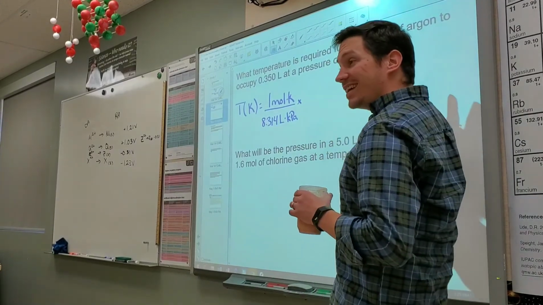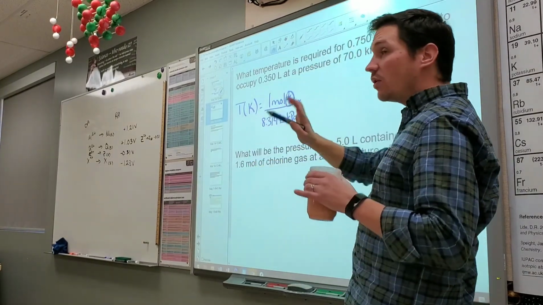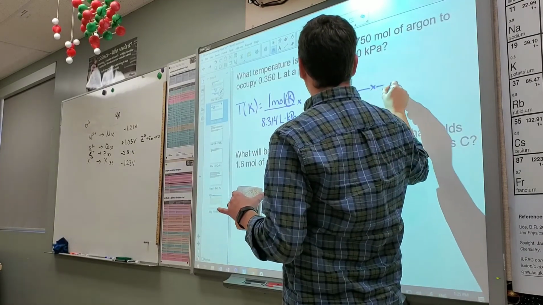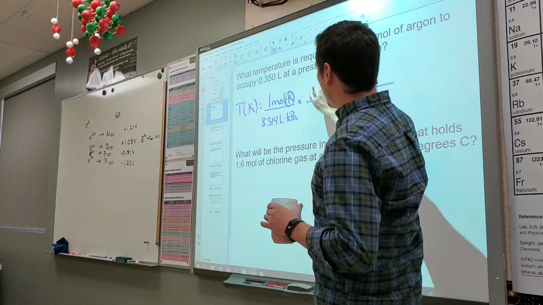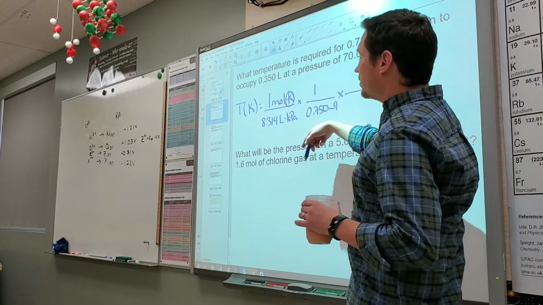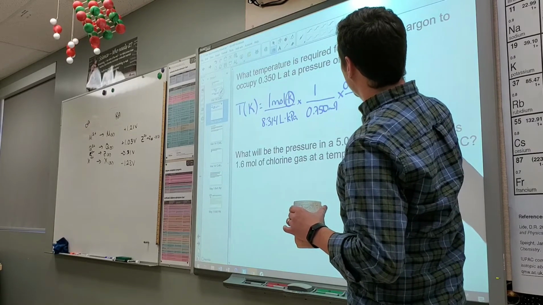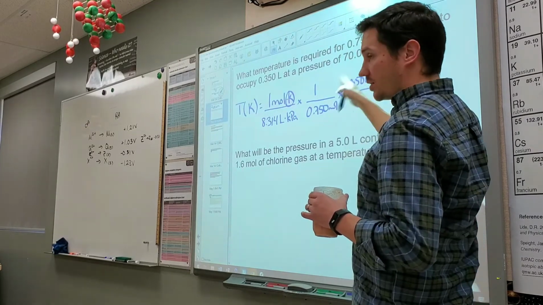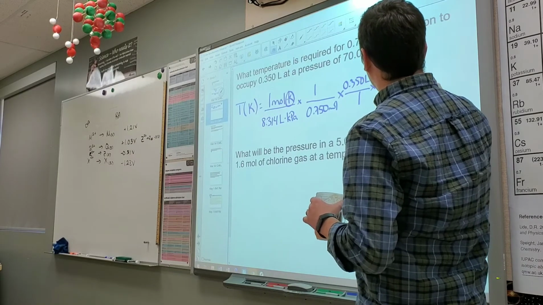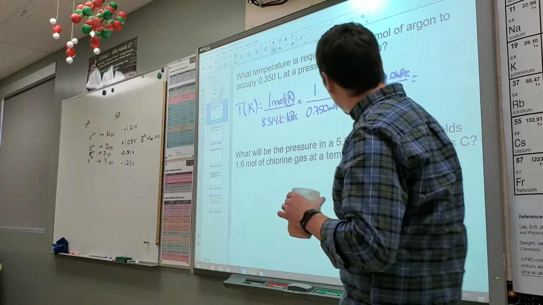What unit do we want out of this? You want Kelvin, right? So we just have to cancel out all the other stuff. Is moles going to go on top or bottom? Bottom. 0.750 moles. Is liters going to go on top or bottom? Top. 0.350 liters. Is kilopascals going to go on top or bottom? Top. Kilopascals, moles, liters cancel. We're left with Kelvin.